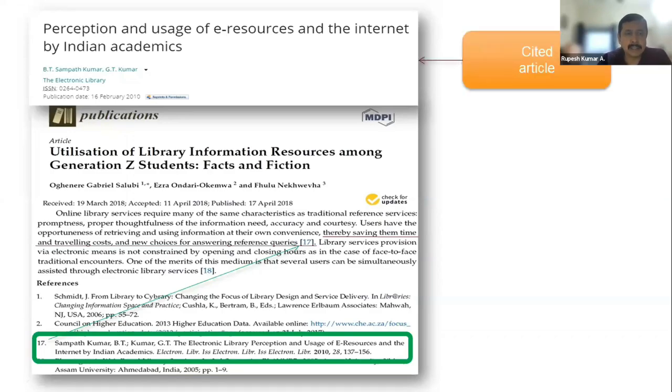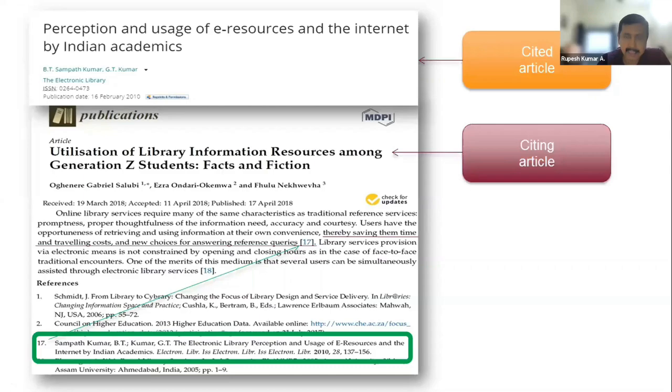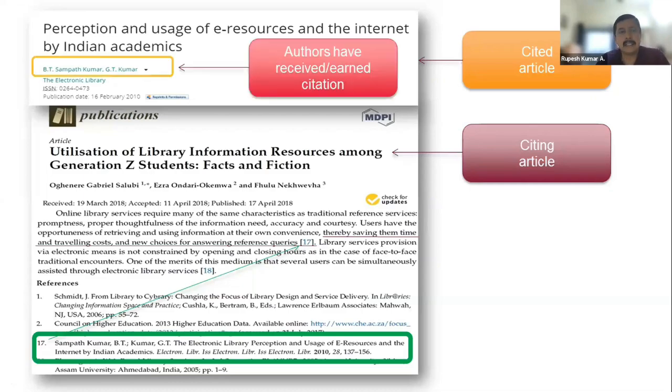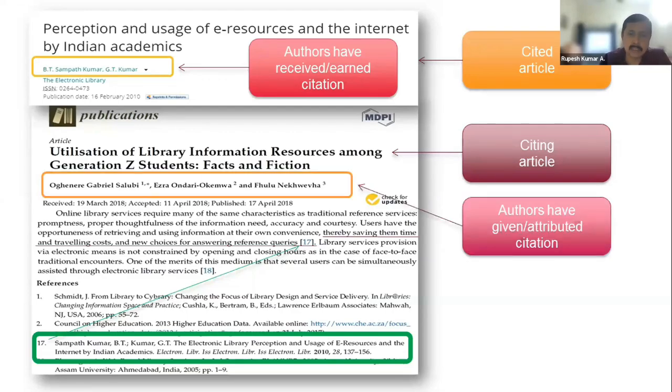The article authored by Sampath Kumar and G.T. Kumar is called the cited article, which gets the citation. And the article which contains the citation is called the citing article. Okay. In this case, Sampath Kumar and G.T. Kumar each have earned one citation. And who has dedicated this citation to them? These three authors in their article.